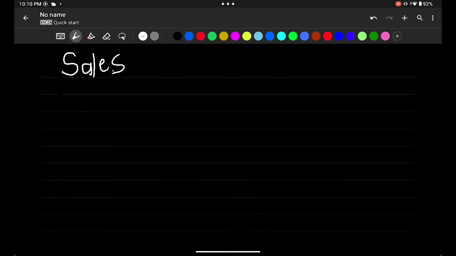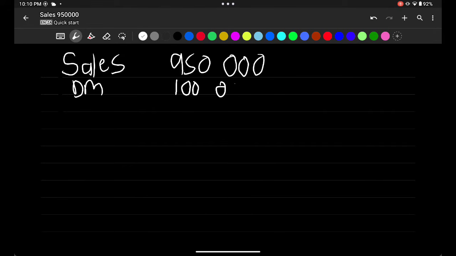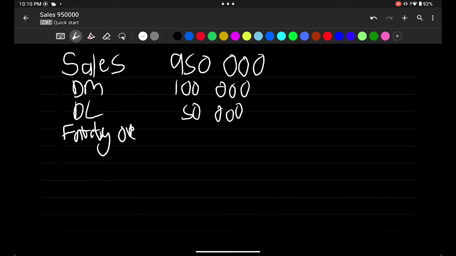They give you a sales figure of 950,000, right? They give sales, then they give you a direct material, so I'm just going to put DM, 100,000. Then they give direct labor, let's say 50,000. Then your factory overheads, so I'm just going to put factory overheads, let's put 10,000, right?